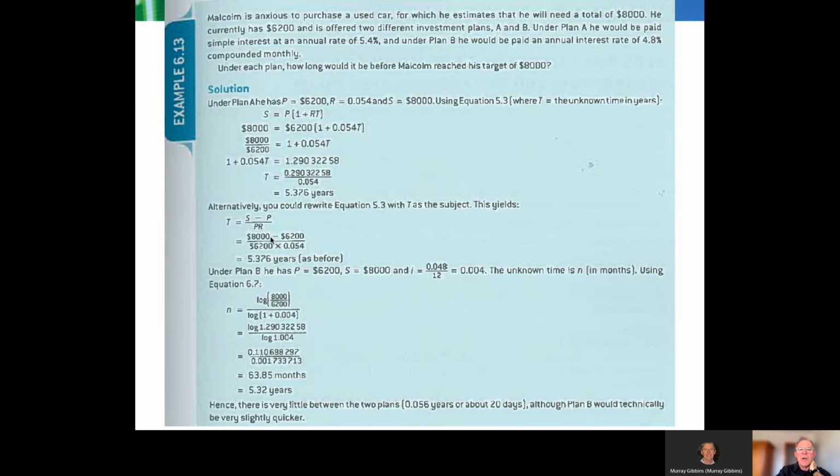Just checking if there's anything else we need to do here. This is a how-long style question where we needed to use logs. We might crunch that, if we're in a good mood next Tuesday. Let's just imagine I'm trying to use the calculator to do that. So he wants to make sure he's got $8,000 in the future. That is FV, and he's currently got, there's my PV, $6,200. Under plan A, he'd be paid simple interest. Forget simple interest. We're just going to focus on plan B, an annual interest rate of 4.8% compounded monthly.